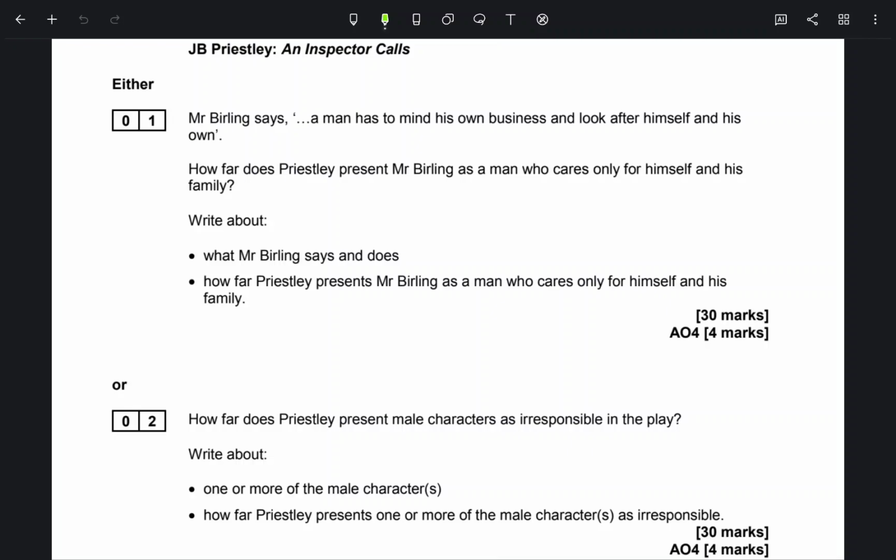How far does Priestley present Mr. Birling as a man who cares only for himself and his family? Write about what Mr. Birling says and does, and how far Priestley presents Mr. Birling as a man who cares only for himself and his family. And it's worth 30 marks, and you get 4 marks separately for your assessment objective 4.